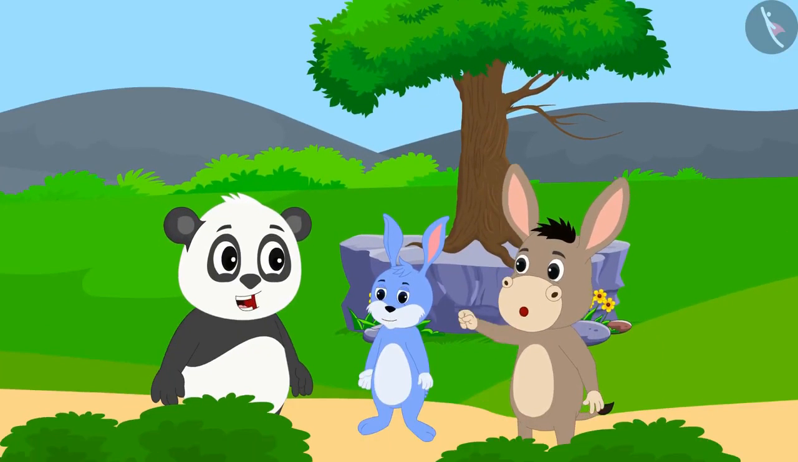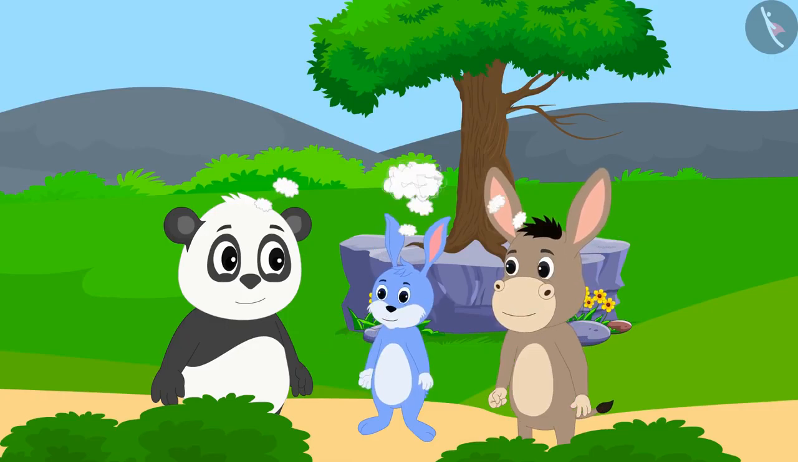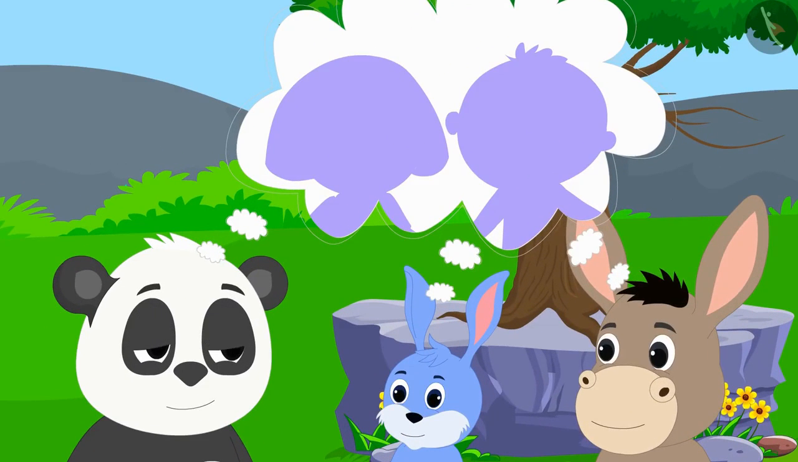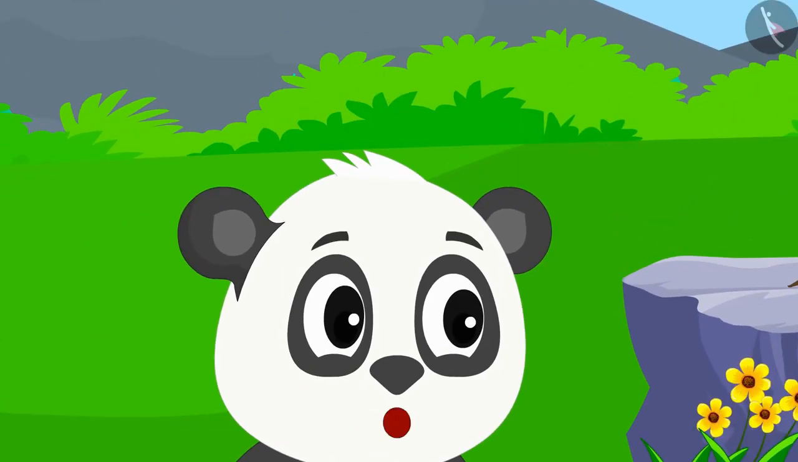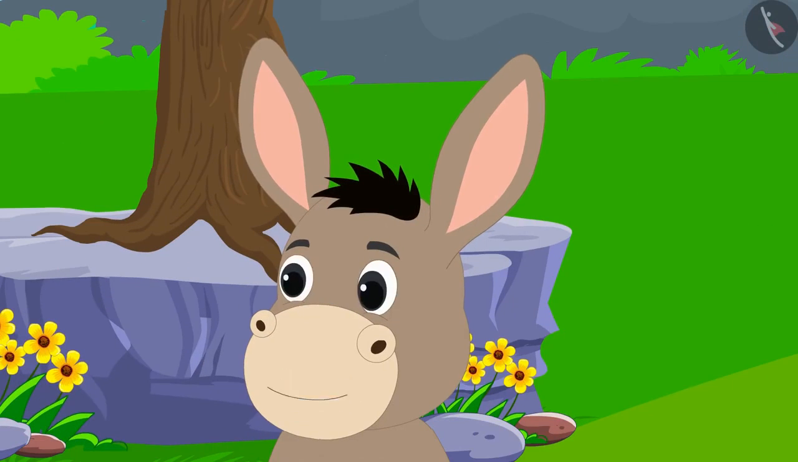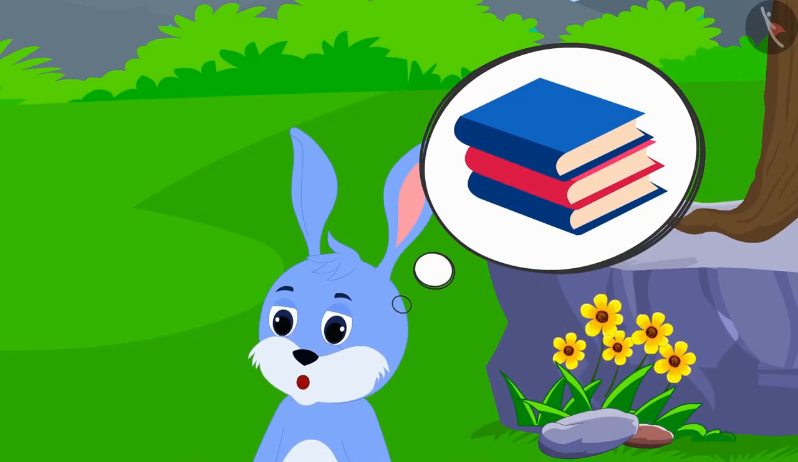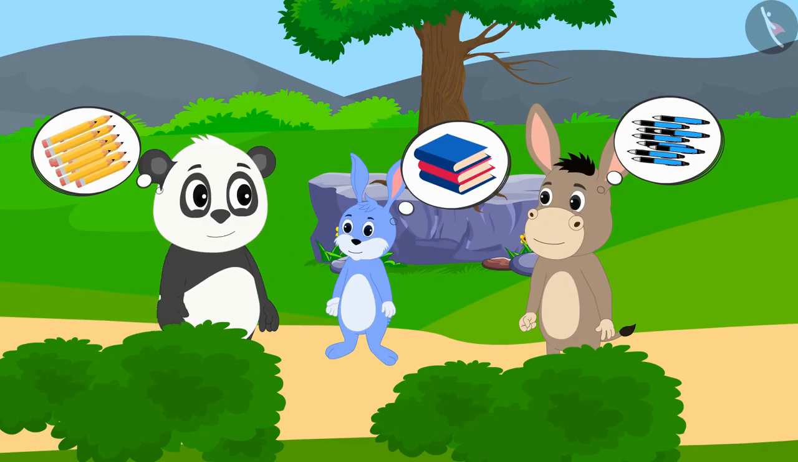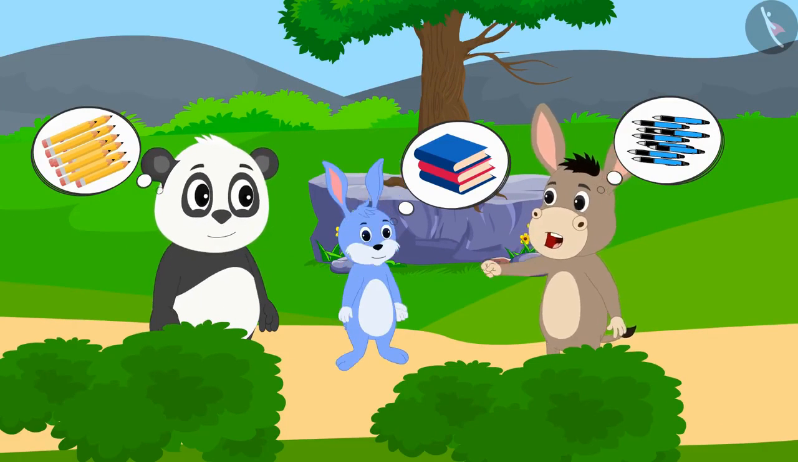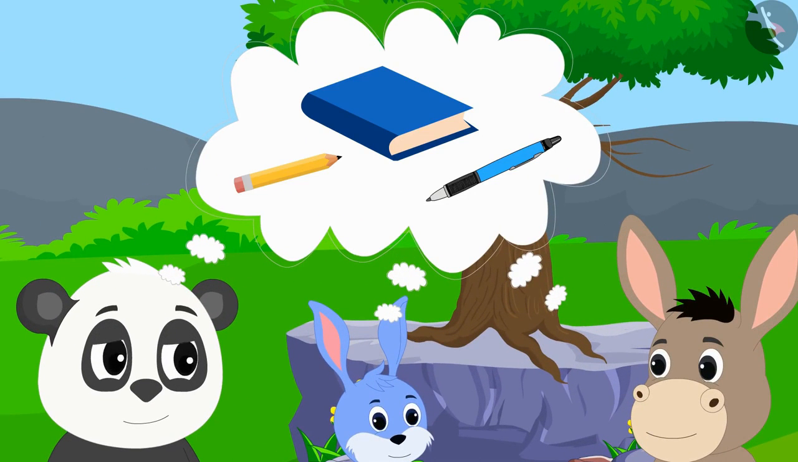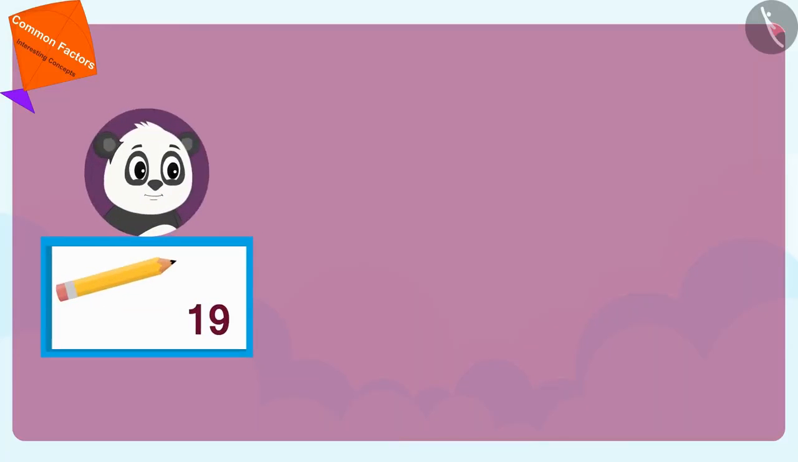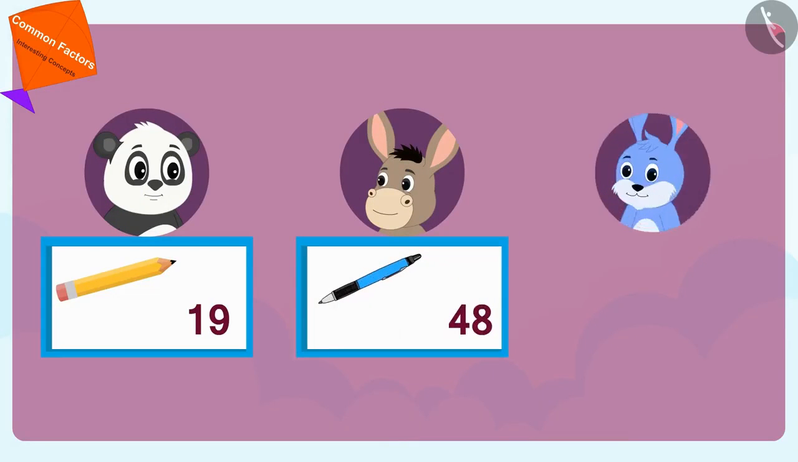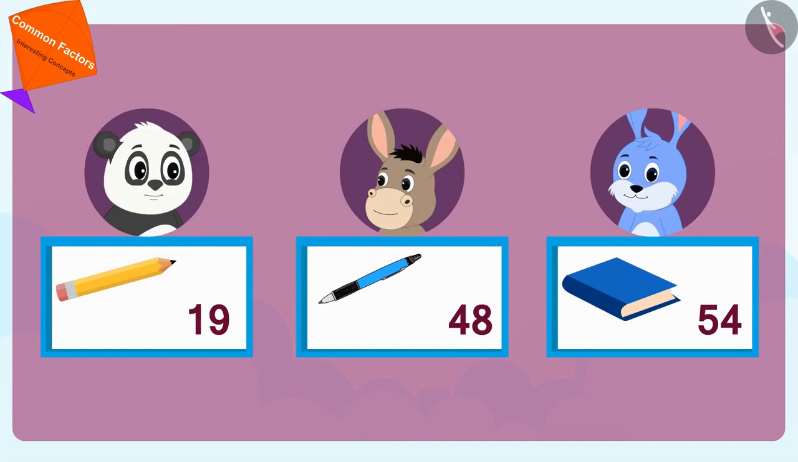Golu, Bhola and Bunny together have decided to donate some items to the needy children of Champapur. Golu will bring pencils, Bhola will bring pens and Bunny will bring notebooks. Then, all 3 of them will divide those things equally among the number of children so that every child gets every item. Golu has brought 19 pencils, Bhola has brought 48 pens and Bunny has brought 54 notebooks.